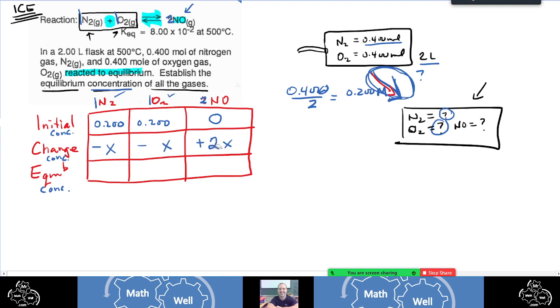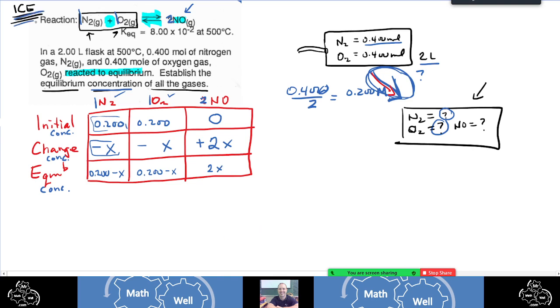We don't know what the change is, but we can represent it by variables here. And these have to be in relation to one another. 1 to 1 to 2. Negative, negative to positive. Okay. So finally, equilibrium, we go ahead and we go 0.200 minus x. Why? Because this is what I initially had, this is what it changed by, and now that I'm at equilibrium, I have the sum of these two. So this is like this as well. And then this is just 0 plus 2x or 2x.